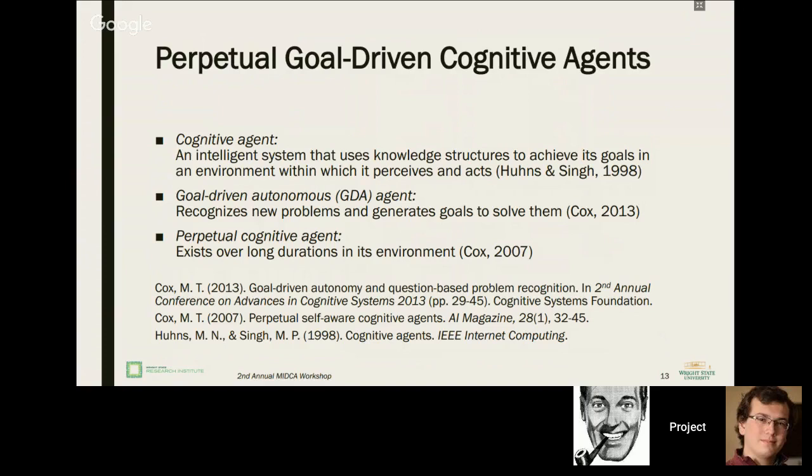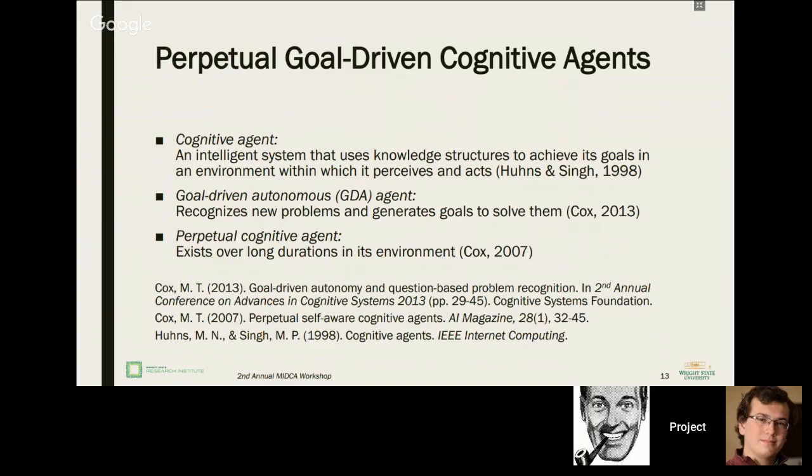If we're saying a perpetual goal-driven cognitive agent, what do we actually mean? Hewins and Singh claim a cognitive agent is an intelligent system that uses knowledge structures and goals in an environment in which there's perception and action. Agents find themselves in some environment, whether software or physical. It may be a software agent rather than just a robot, but there's some environment rather than just mind games. It's embodied in some sense.